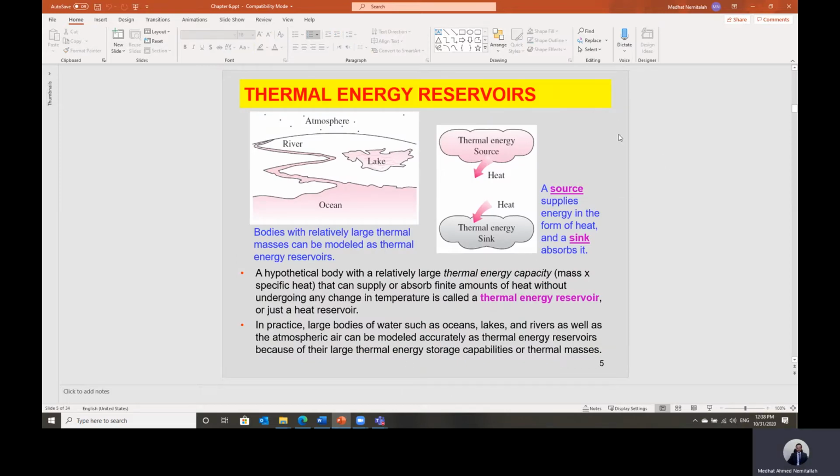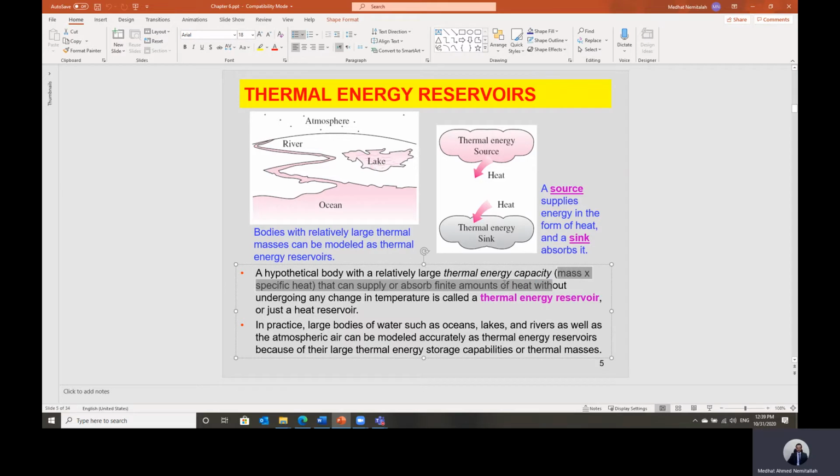Okay, as we have known, any process should satisfy the first and second laws of thermodynamics. The first law is the energy balance: energy in minus energy out equals the change of energy of the system during this process. And also in any process, energy transfer should proceed from the high energy potential to the low energy potential. Let's define what we call the thermal energy reservoir. A thermal energy reservoir is a system with a big mass, which has a large thermal energy capacity.